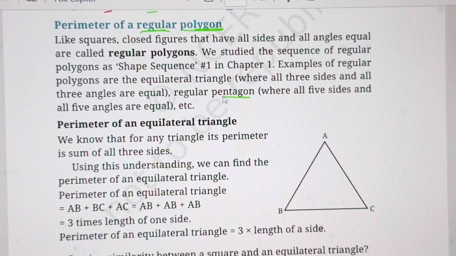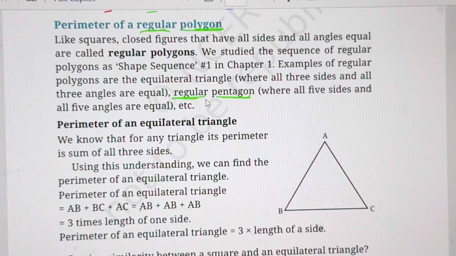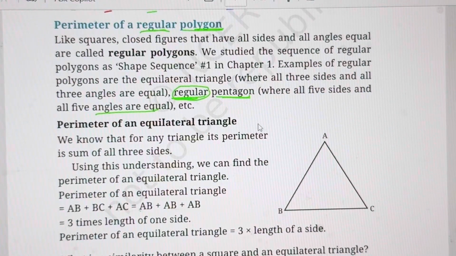Similarly, if you want a pentagon, there is no specific name for a regular pentagon. You just need to write the word regular before pentagon. Pentagon means where all 5 sides and all 5 angles are equal. Suppose it is a hexagon. If all sides and all angles are equal, you'll write regular hexagon. So that's the key word. The word regular shows that all sides and all angles are equal. And a polygon is a closed figure made up of line segments, right? So this should be clear to you first.